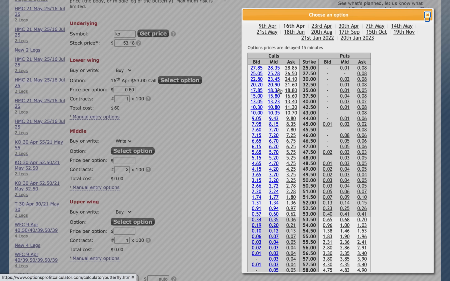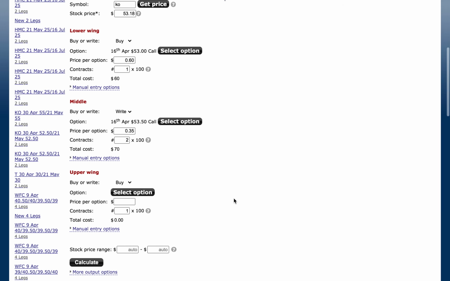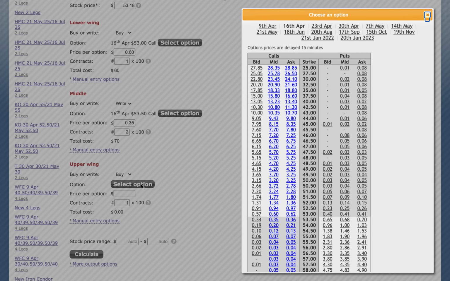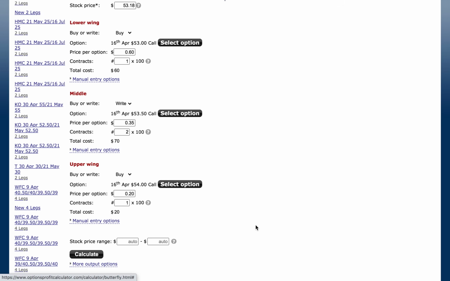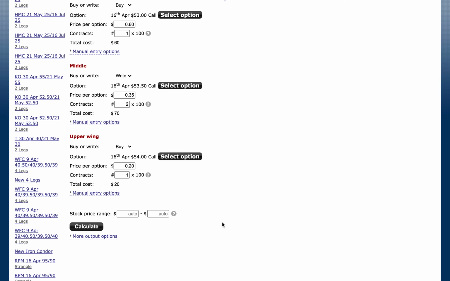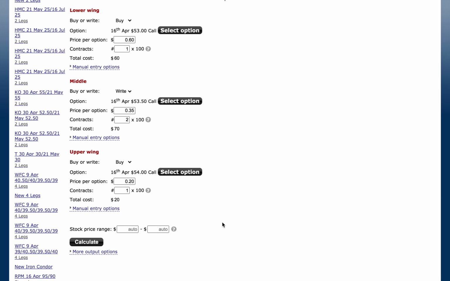Calls are on the left, and we chose the 53.50 strike here, which is right here. So we're selling, writing 2 of these. And then finally, we're going to buy a call here. We chose the 54 strike for this one, so right there. So let's take a look here at what this is going to look like.